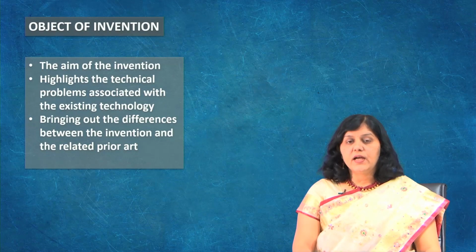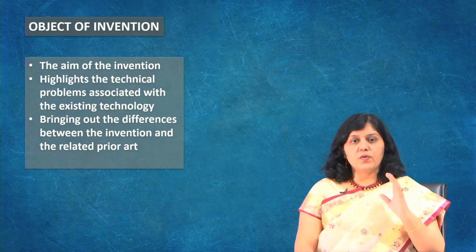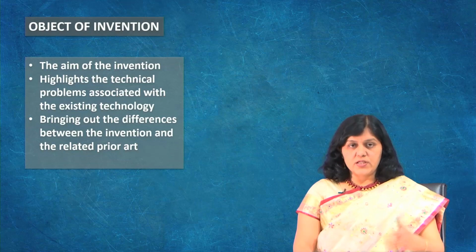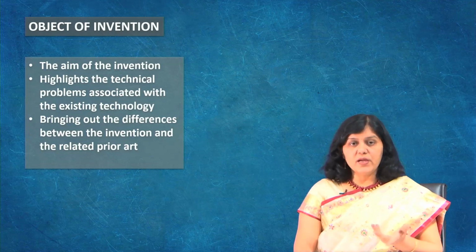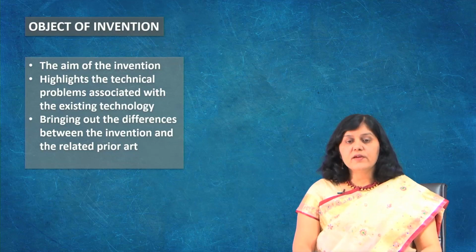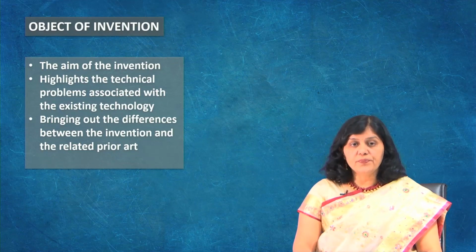In other words, it gives the information about what problems you are solving, which are already there in the prior art. So, that objective, there may be one objective, or there may be many objects. So, you have to list all those objects. This will give a clear idea about the differences between the invention and the related prior art.